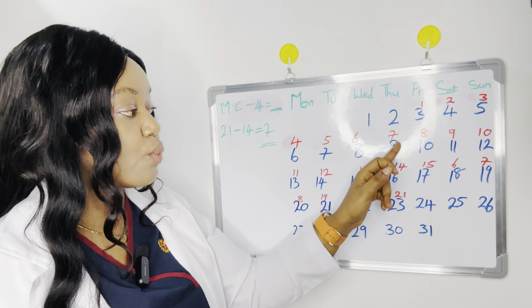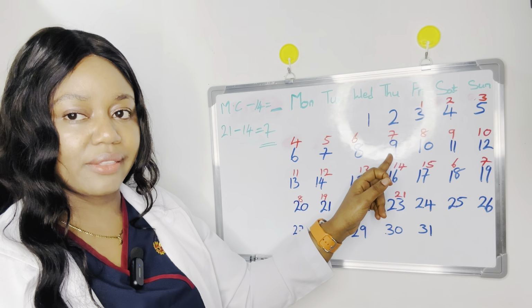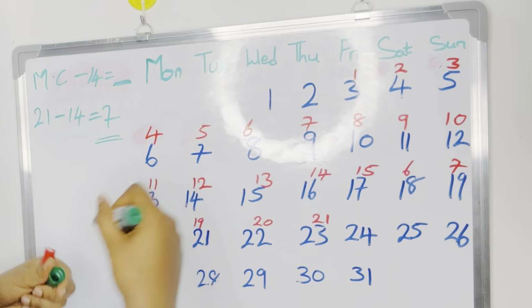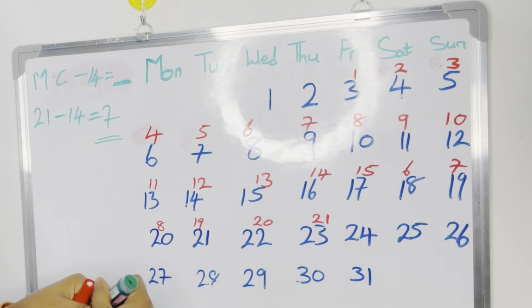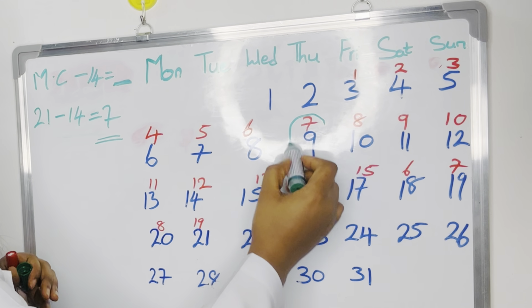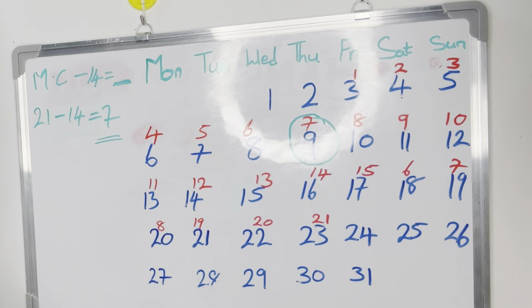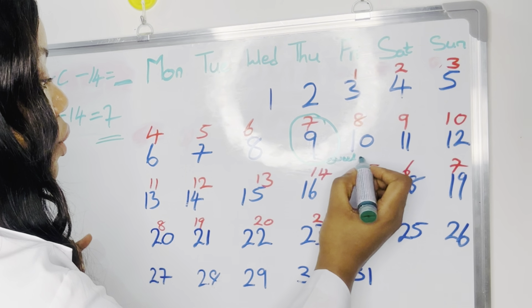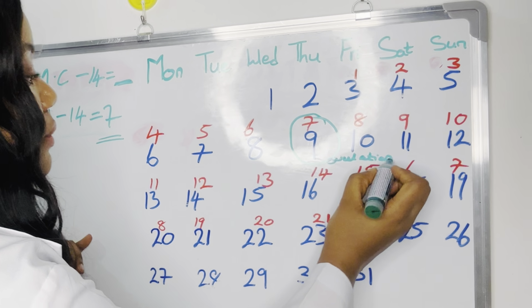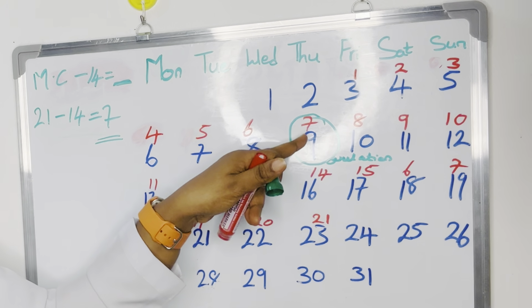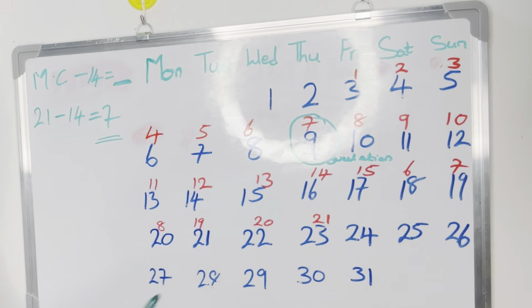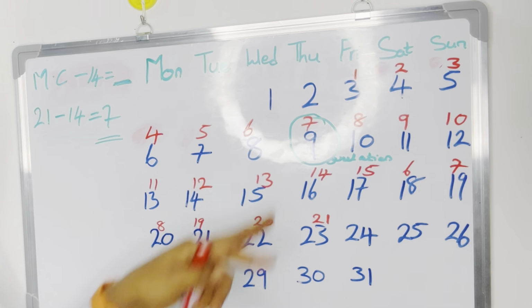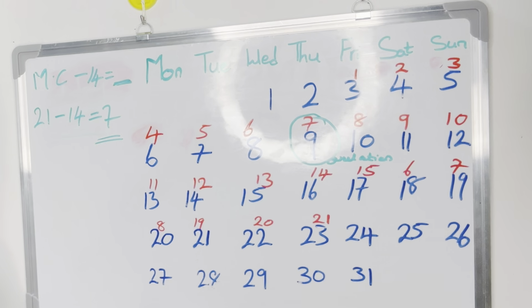Our day 7 will fall on the calendar on the 9th day. So on the 9th day on our calendar, it's the day of ovulation. So we will just write here ovulation day. So this day 9 on our calendar is the day the person will be ovulating, which is the 7th day of the person's menstrual cycle.